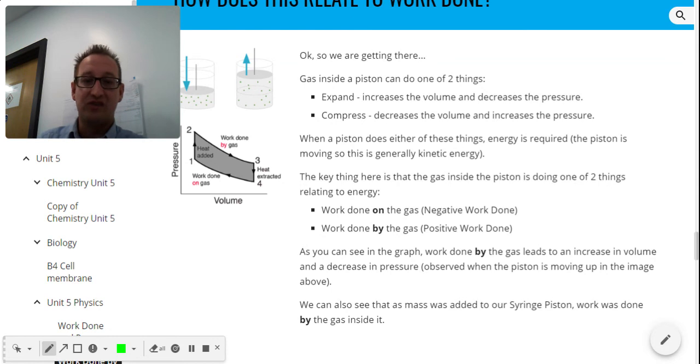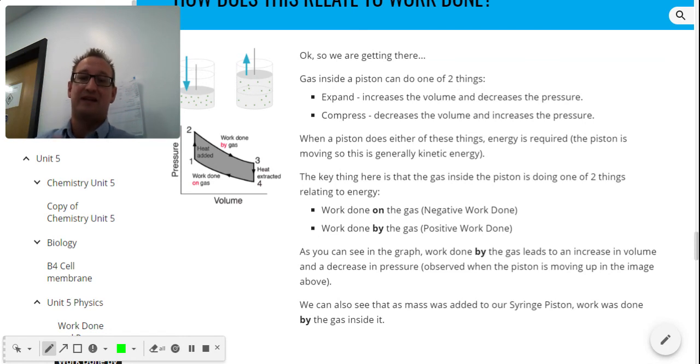What that does is reduces the pressure. Now, on the other hand, if we compress the gas, so push down on that plunger, what that does is it pushes those molecules closer together. Essentially, that increases the number of collisions between those particles, and that increases the pressure. So when a piston does either of these things, energy is required. So either we're having to push down on the plunger or we're having to pull up on it.